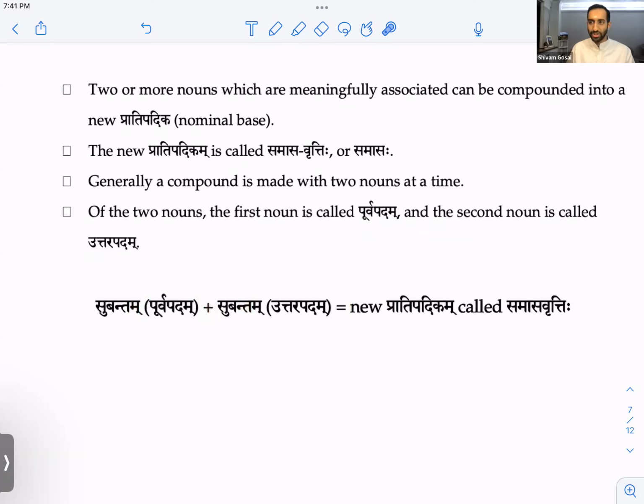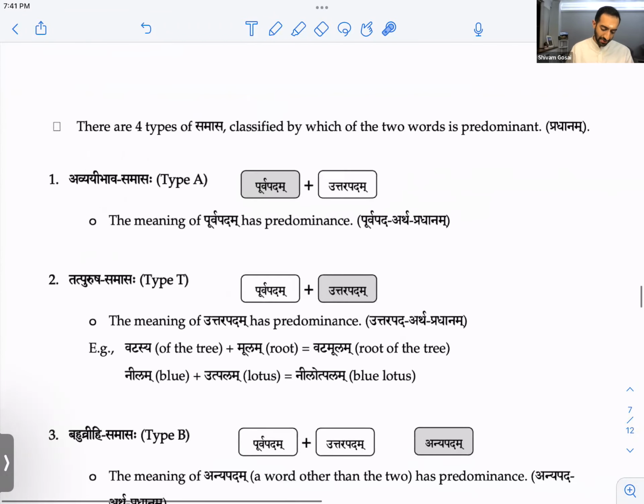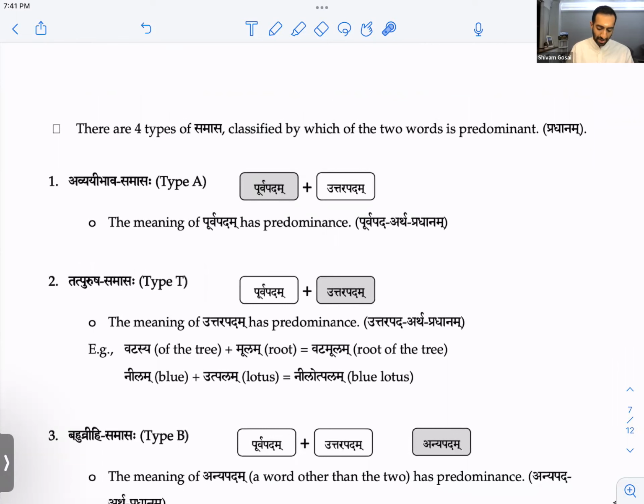This is page 11 if you have the printed book. There's 4 types of samasa based on which of the words is pradhana, predominant. We saw these 2 a few weeks ago. Type A is when we emphasize the first word. This we don't see very commonly, so we're not going to spend much time yet. When we get to samasa, we'll spend more time with it, but it's not as important for our brain space right now.